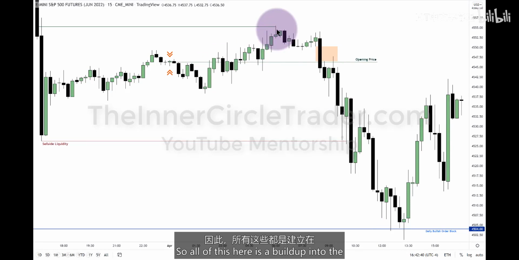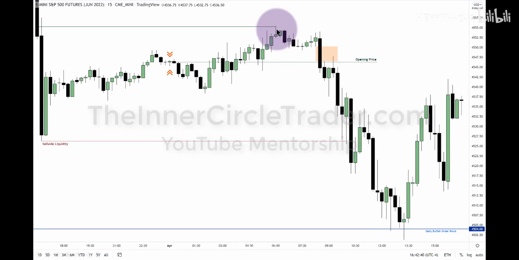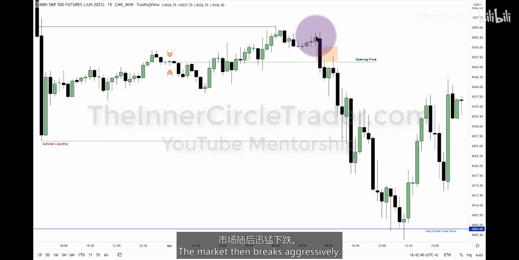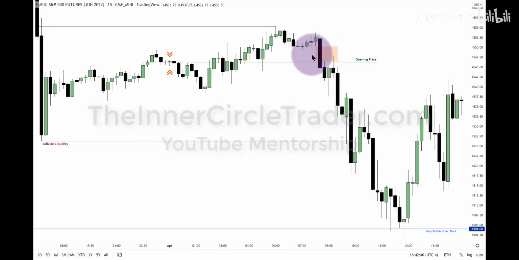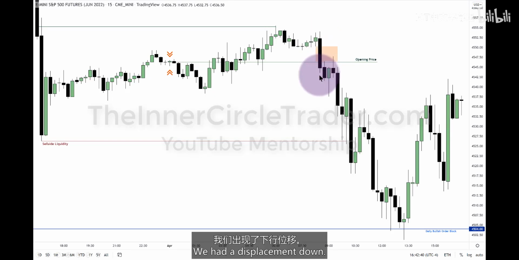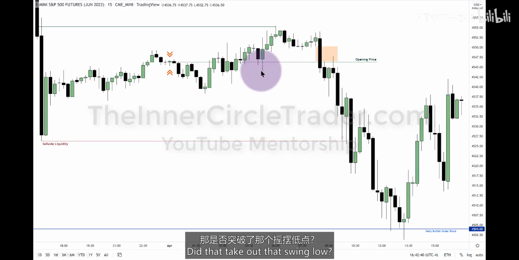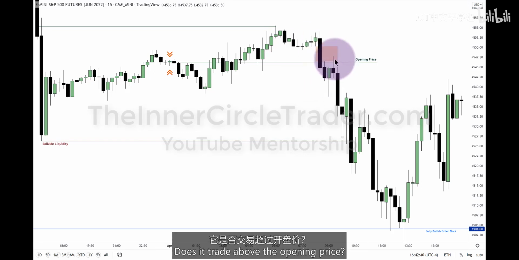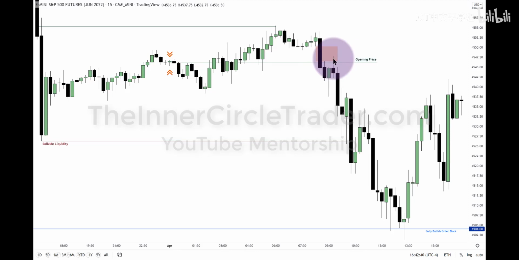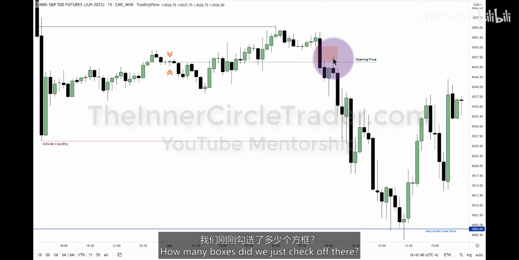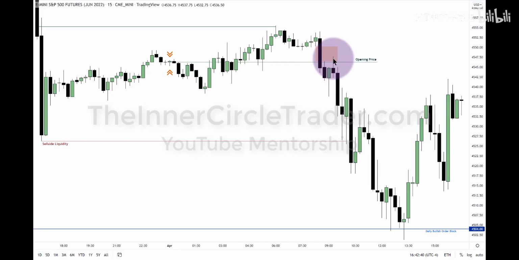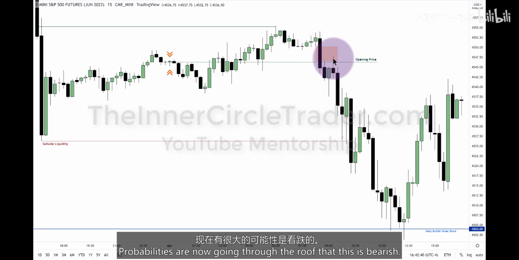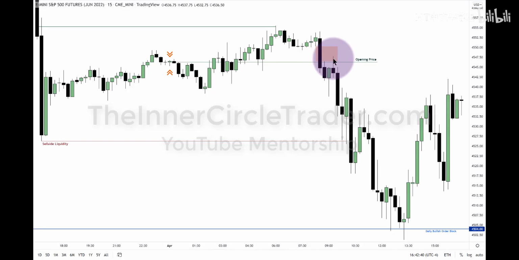So all of this here is a buildup into a premium. The market then breaks aggressively. What did it create here? What happened here? We had a displacement down. Did that take out that swing low? Yes. Does it trade up into that imbalance right here? Yes. Does it trade above the opening price? Yes. How many boxes did we just check off there? A whole lot. Probabilities are now going through the roof that this is bearish.